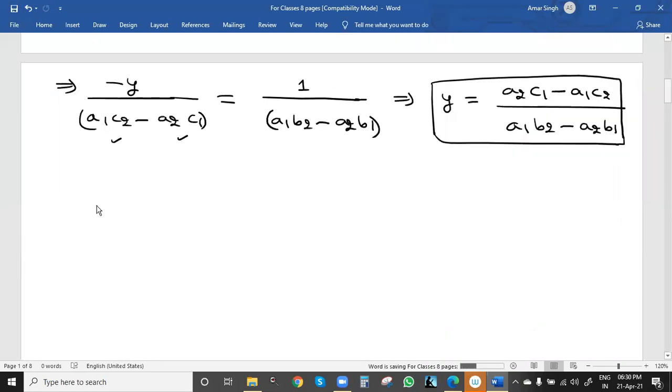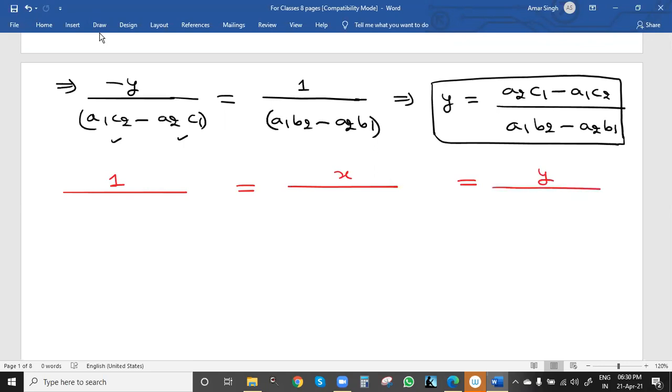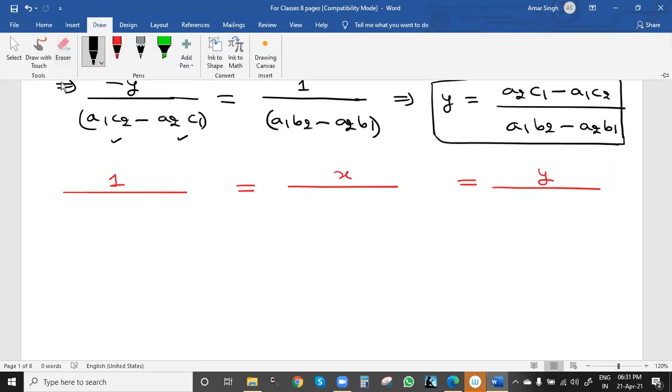Also, we have one more way of remembering this formula. We can write like this also. First we put the constant value. So first we write 1, then a line, then x and a line, and then y and a line. Second, we'll see a, b, c, the three constants that are there.